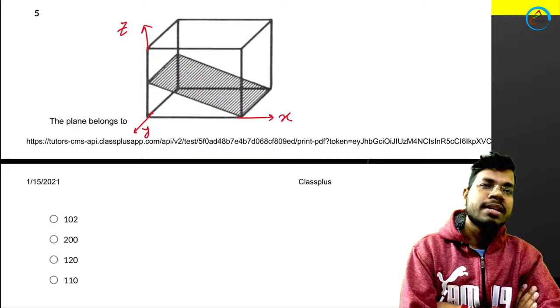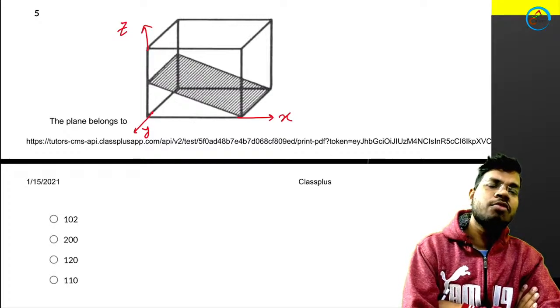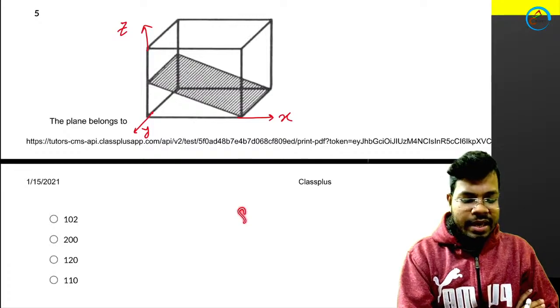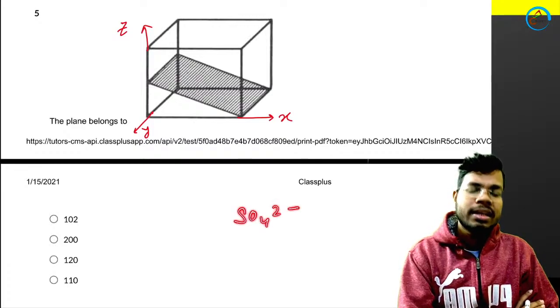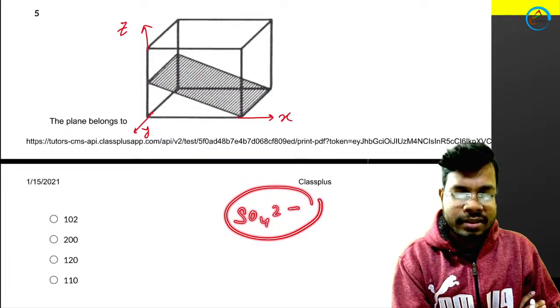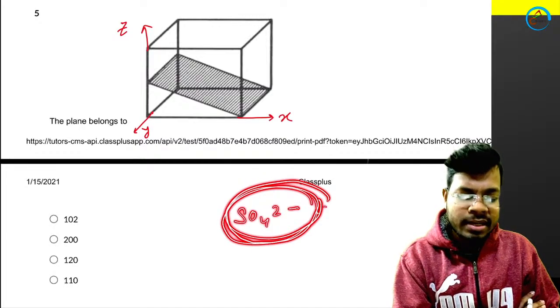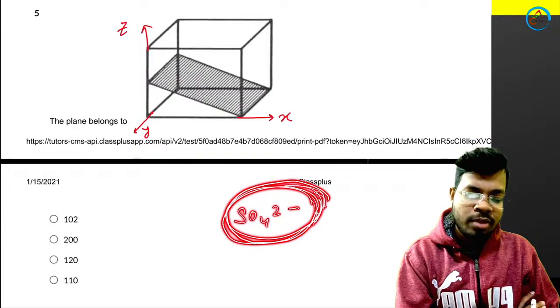Prashant is asking, what is the bond exponent value for MgSO4? I can't say that. For SO4 2-, I have to take the experimental value. I don't know, because SO4 2- is not one element.